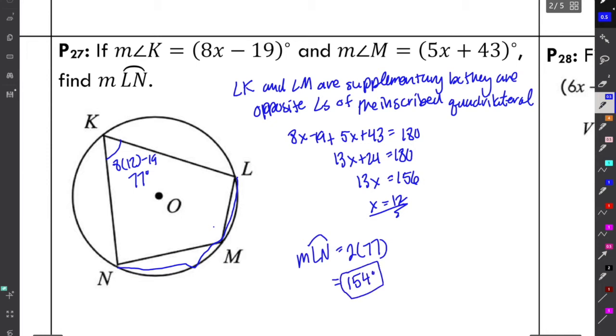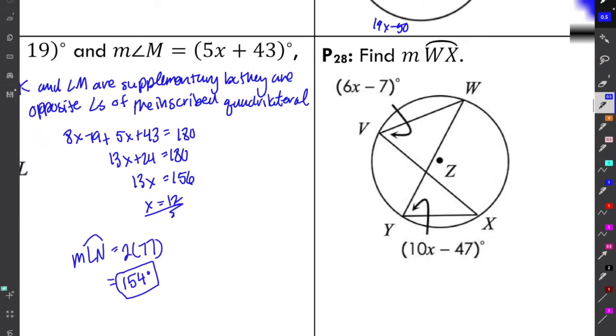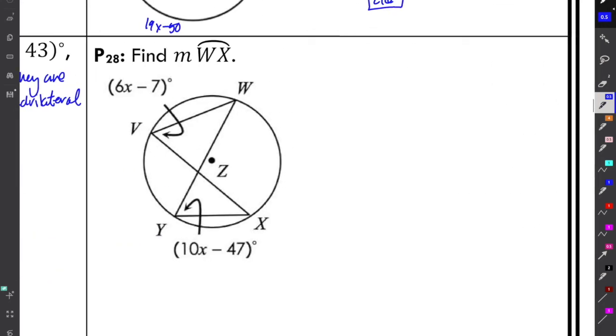Alright. 28. Find the measure of arc WX. Okay, that's this arc right here. Okay, we know two angles, 10x minus 47 for WVX and 6x minus 7 for WYX. Know those two angles to be given expressions for them. They are, of course, congruent because they both intersect arc WX. So we'll find x first before we can find the arc we want. So set them equal to each other.